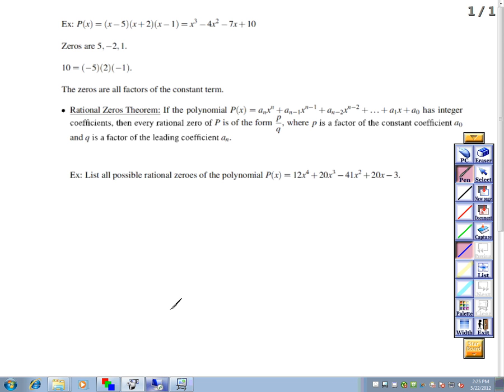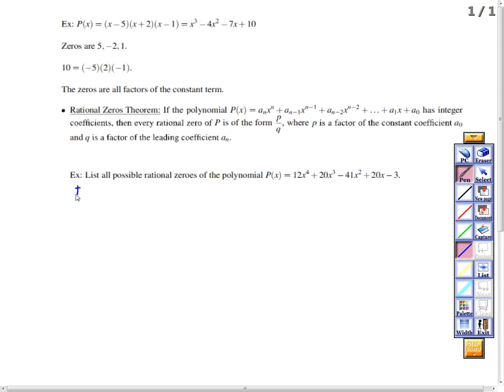List all possible rational zeros of the polynomial p of x equals 12x to the fourth plus 20x cubed minus 41x squared plus 20x minus 3. So first thing we're going to do is list all factors of the constant term. So factors of the constant term are plus or minus 1, plus or minus 3. Factors of the leading coefficient: 1 and 12, 2 and 6, 3 and 4.